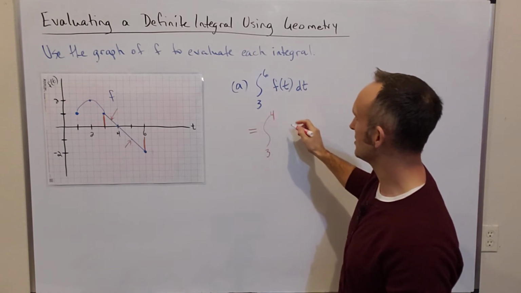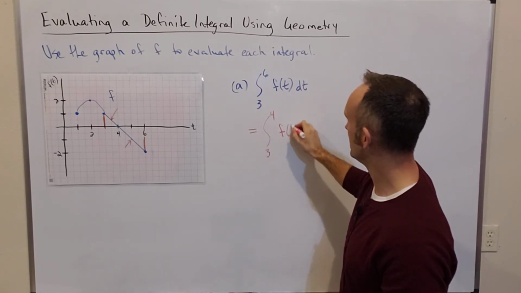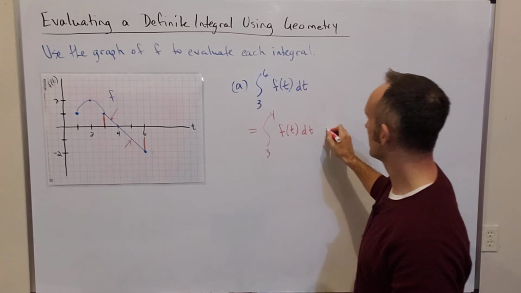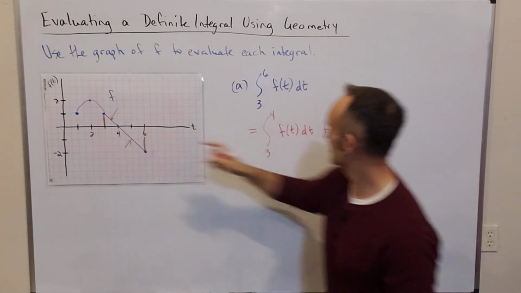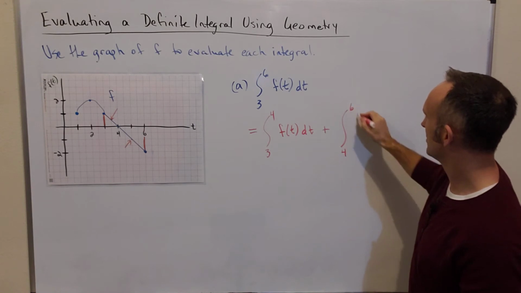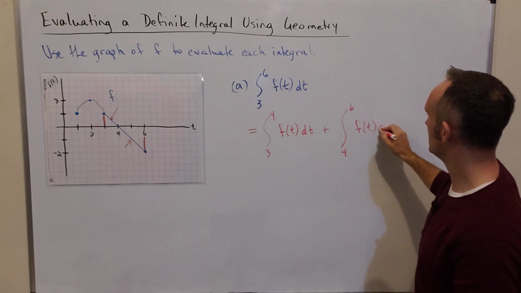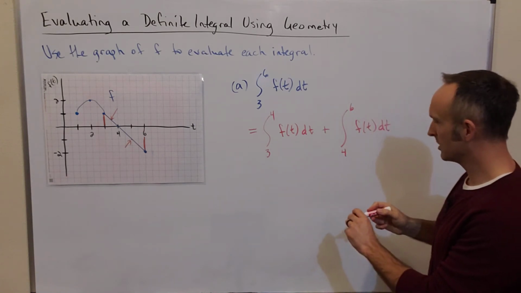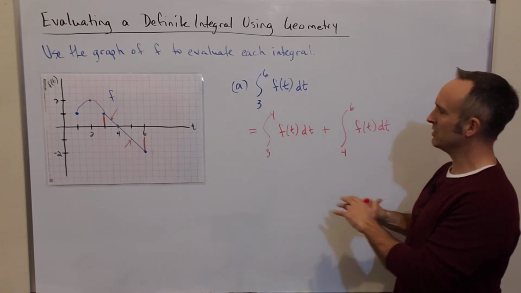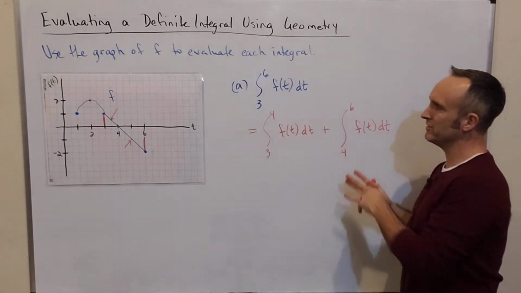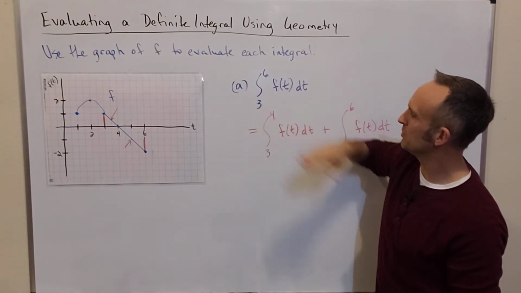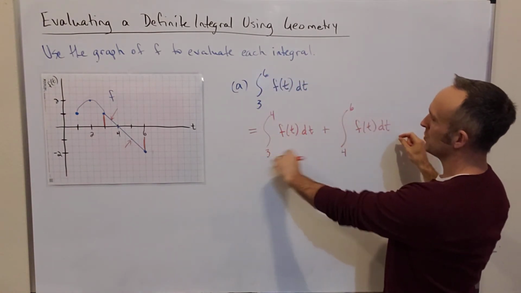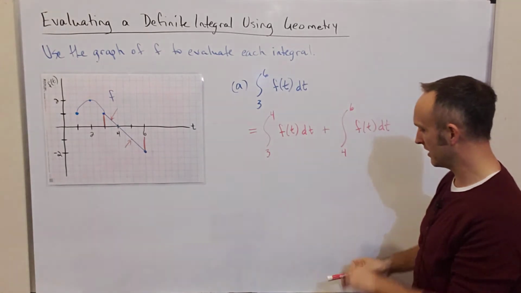the integral from 3 to 4 of f of t dt plus the integral from 4 to 6 of f of t dt. Okay? And so that's a general property of definite integrals. You can split this at any value between and separate it into two integrals that add together. So that's kind of neat.